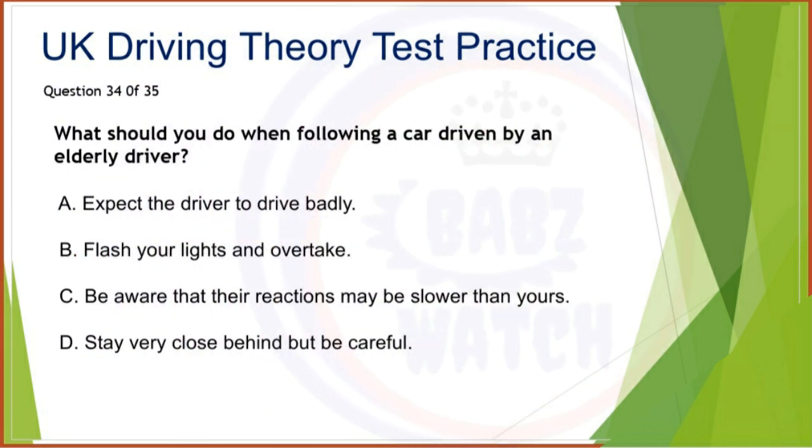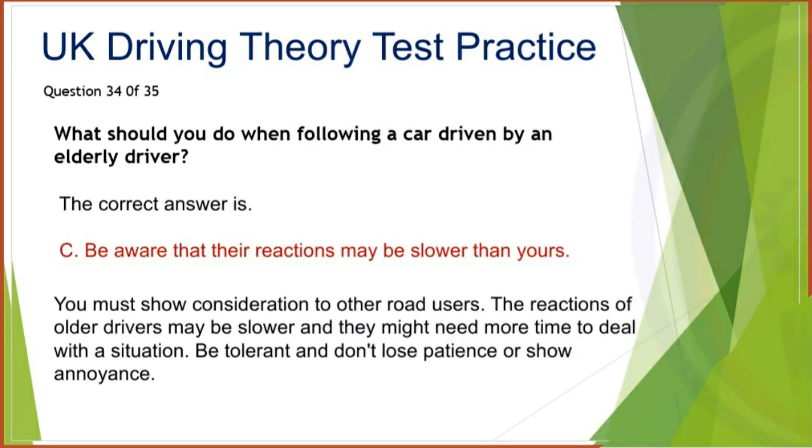Question 34 of 35. What should you do when following a car driven by an elderly driver? A. Expect the driver to drive badly. B. Flash your lights and overtake. C. Be aware that their reactions may be slower than yours. D. Stay very close behind but be careful. The correct answer is C. You must show consideration to other road users. The reactions of older drivers may be slower and they might need more time to deal with a situation. Be tolerant and don't lose patience or show annoyance.